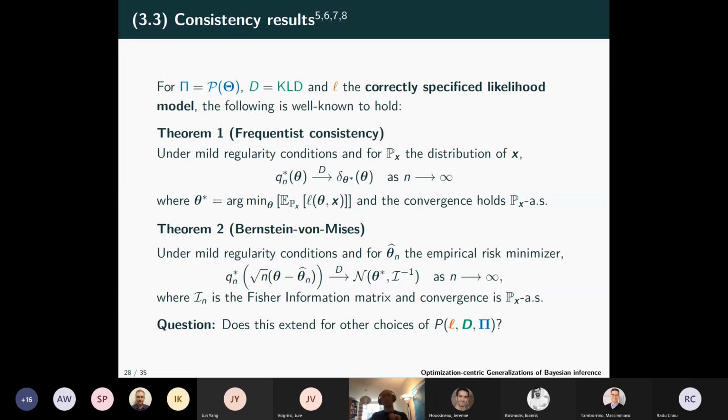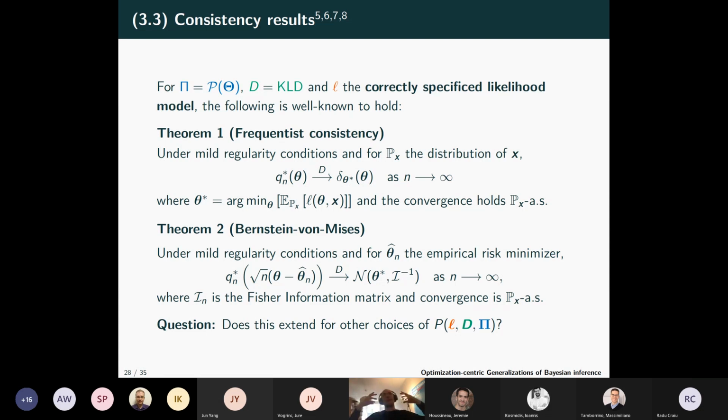Yes, you can look at consistency results or asymptotic results. So I mean, it's obviously well known that the standard Bayesian posterior converges. So the question becomes, under which conditions can I say something about this posterior that is only specified as the solution of an optimization problem? And you can actually show that under fairly minor regularity conditions, this Q star n will converge eventually to a Dirac measure at theta star.